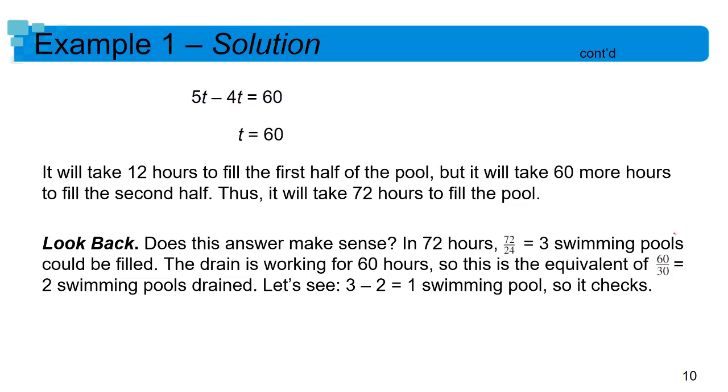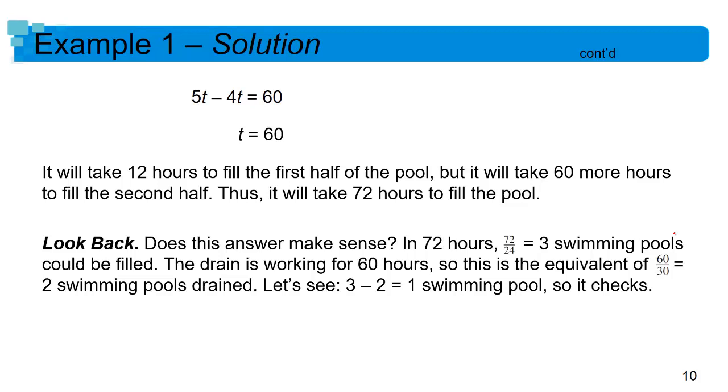All right, does it make sense? Yeah, if we look back, 72 hours, 72 divided by 24 means that in 72 hours, remember the rate to fill was 24, so it would have filled 3 swimming pools. The rate to drain was 30. Because remember, it was filling for all 72.